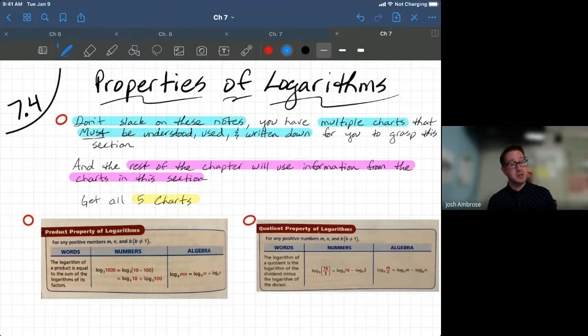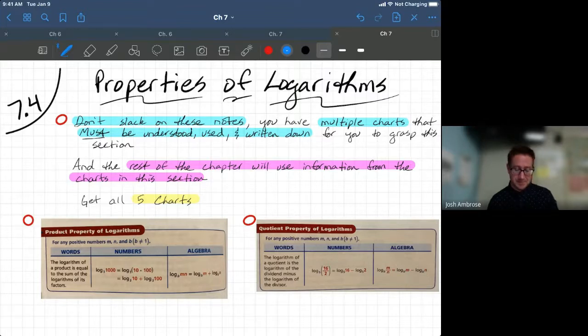There's plenty of charts. There's 5. You need to copy them all down. These are charts that you're going to have to understand, have to know how to use. And this one section right here sets the foundation for that. Don't slack. Here we go.